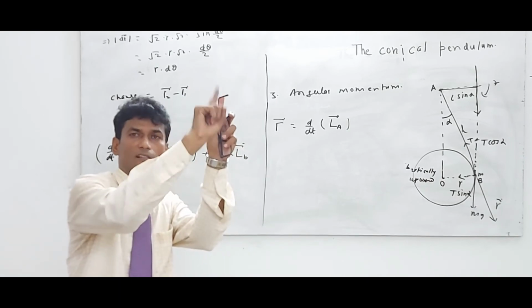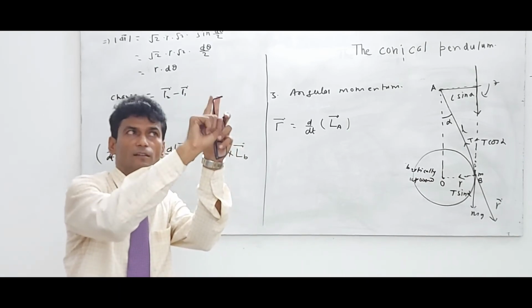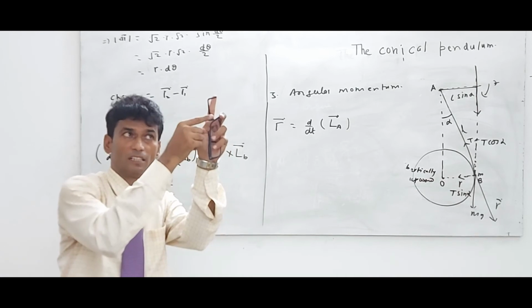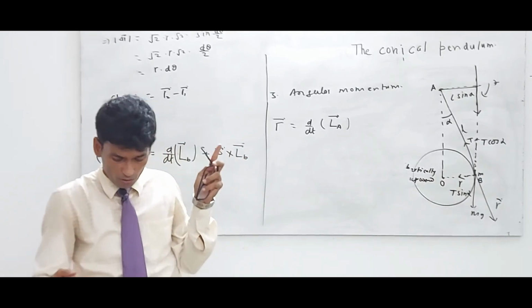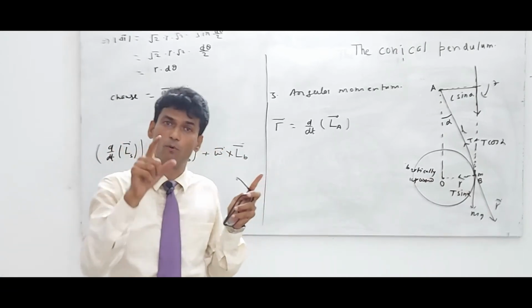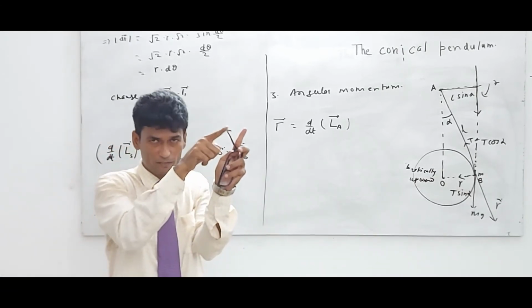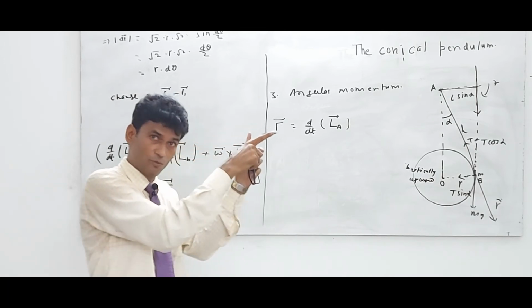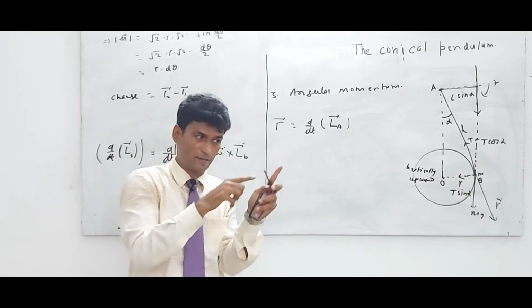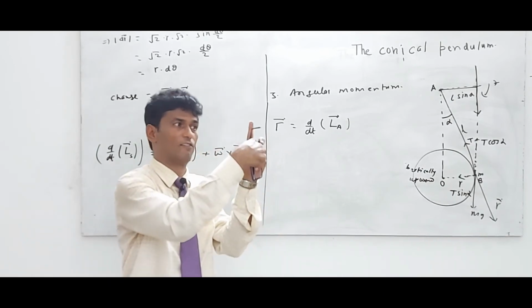But this is a constant vector in magnitude, but it changes direction. A vector will change either in magnitude or direction or both. Here the magnitude is fixed, which is not changing. The length of the vector is fixed, but the direction changes all the time. So this vector changes, so we have to take the components of that, horizontal and vertical.